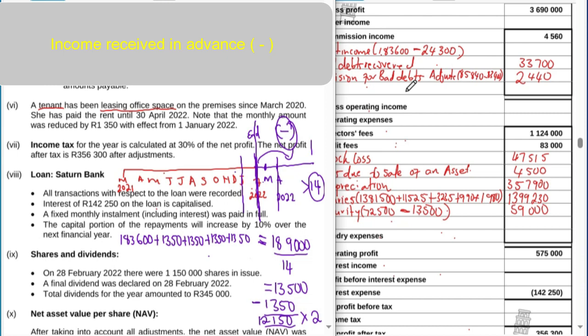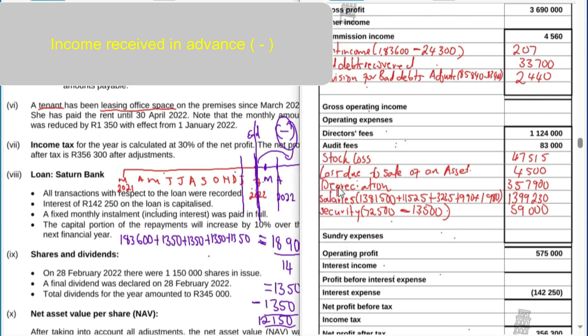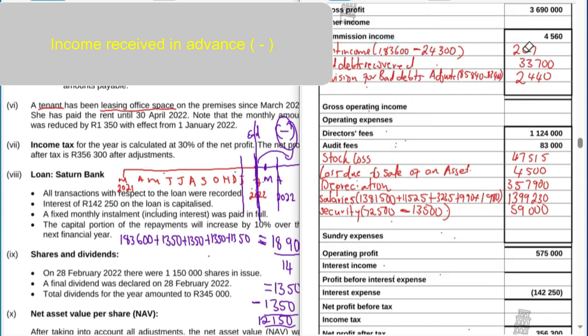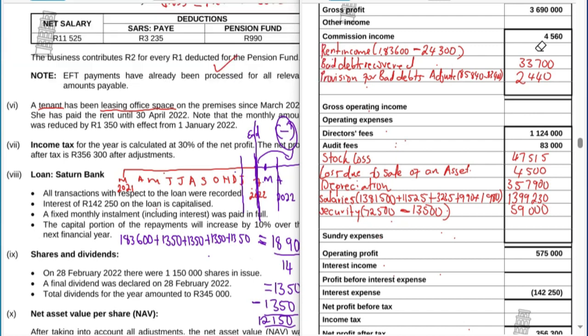And then we are going to take our 183,600 with our 24,300, so we are going to say 183,600 minus 24,300, and then our final amount for rent is 159,300.